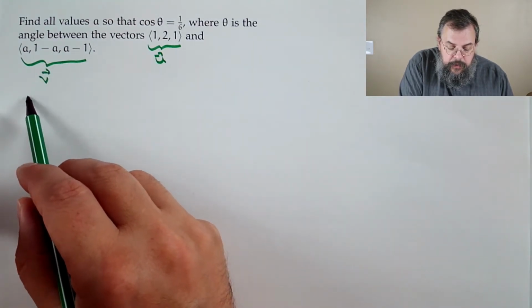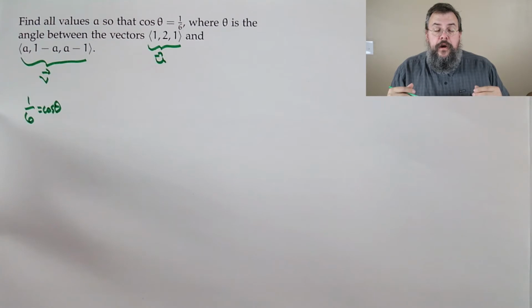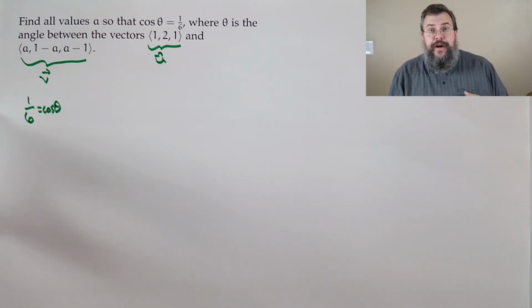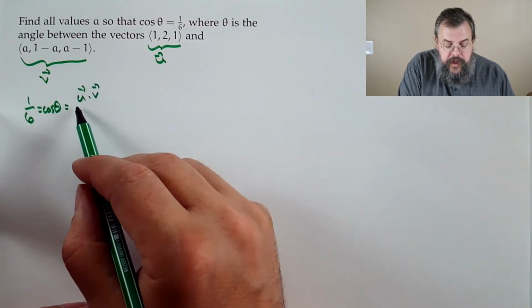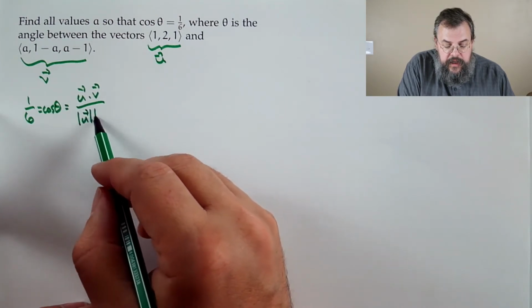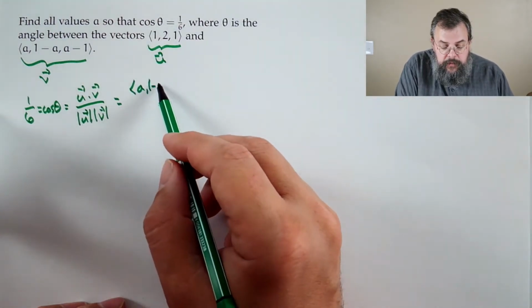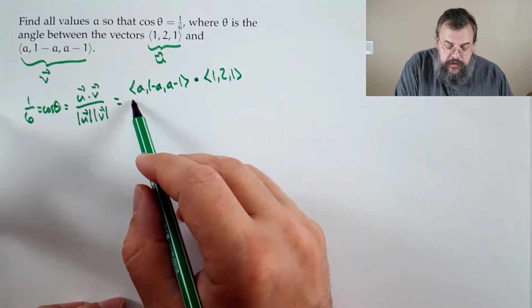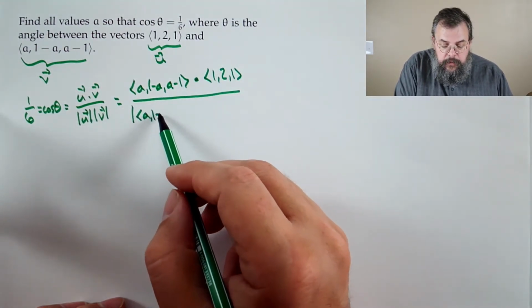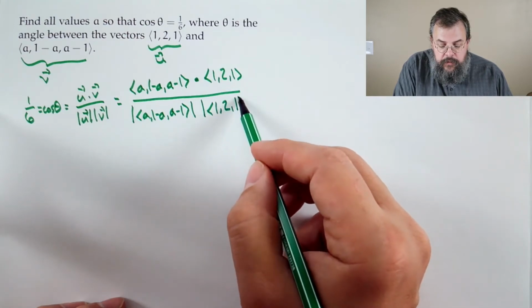And what we have is we want 1/6 to be cosine of theta, where theta is the angle between the two vectors. Whenever we see a problem that says cosine of an angle between two vectors, we should say, hey, that goes back to dot product. So we say, well, the cosine is U dot V divided by the magnitude of U and the magnitude of V. So let's see what that becomes. A, 1 minus A, A minus 1, dot 1, 2, 1, divided by the magnitude of A, 1 minus A, A minus 1, times the magnitude of 1, 2, 1.